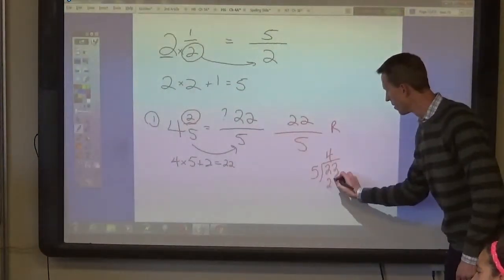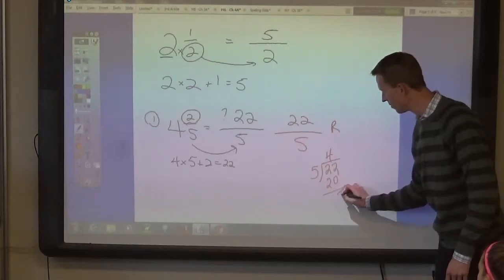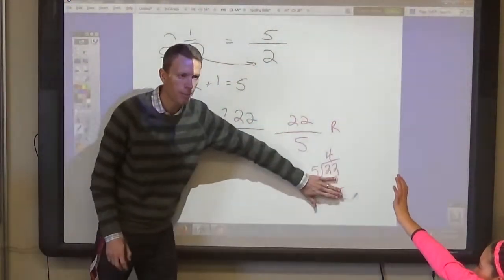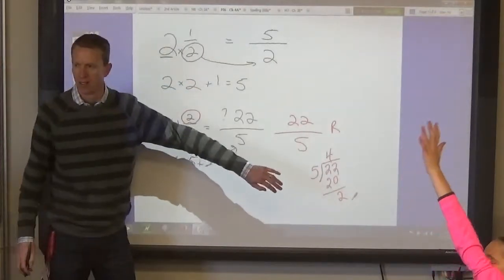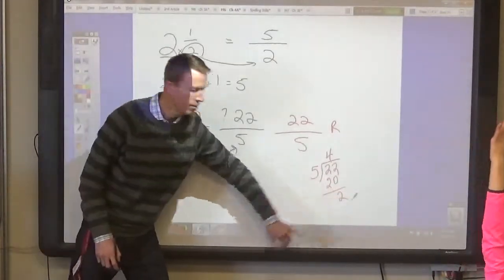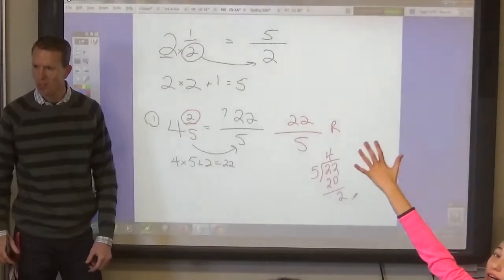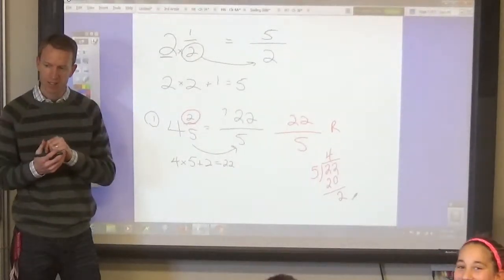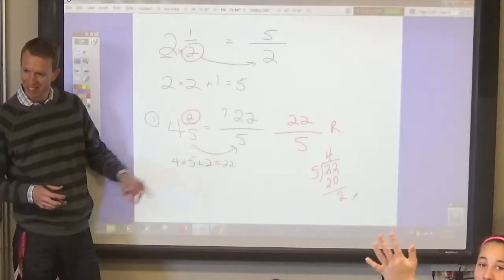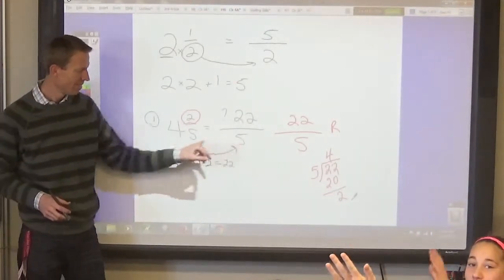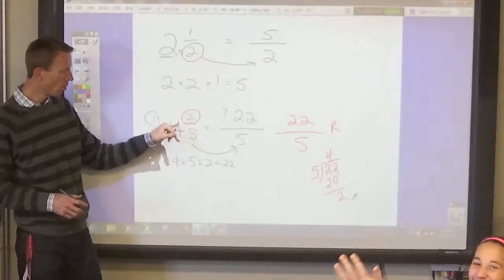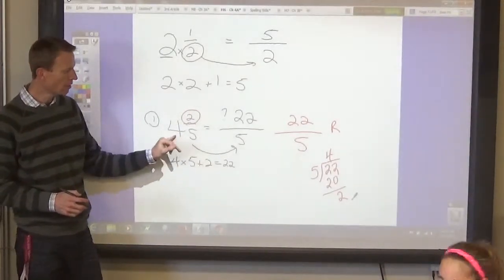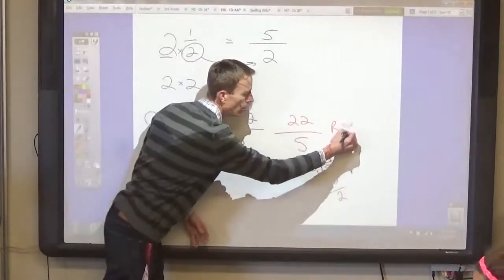Then, what does the remainder tell you? What does the remainder tell you? Come on, people, look up here. What does that mean, Carson? There's 2 left over. 2, and how big are they? Fifths. So that's where we get 4 and 2/5 from. There's 4 wholes and 2/5.